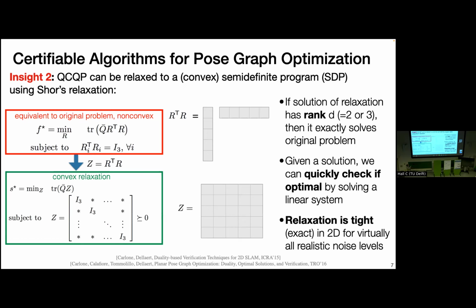So in other words, if we solve the relaxation and the matrix we get has low rank, rank 2 or 3, we solve the original problem we started with, which is a very tough one. Nobody was able to solve that to optimality before.